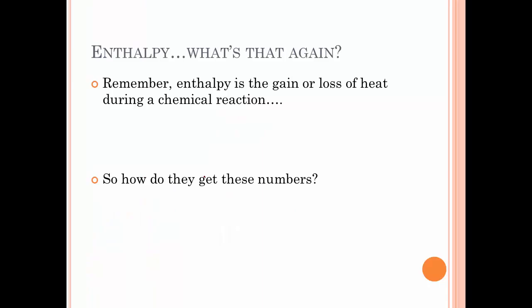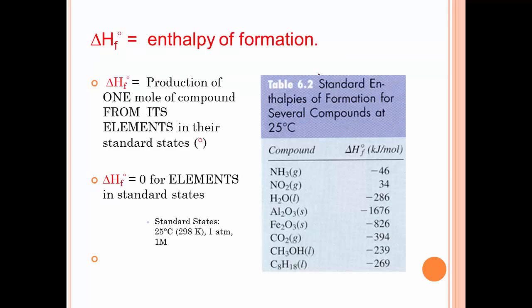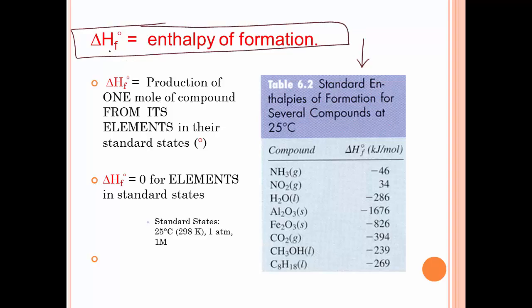So reminder, enthalpy is the gain or loss of heat during a chemical reaction. And there's, again, a lot of different ways that we can get those numbers. So one way is using a table of data that's already been collected, and these data numbers are called enthalpies of formation. So it's delta H, and it has this little F subscript on it, and that stands for formation. The definition of what these numbers are is listed right here.